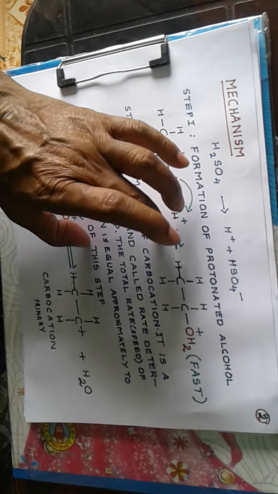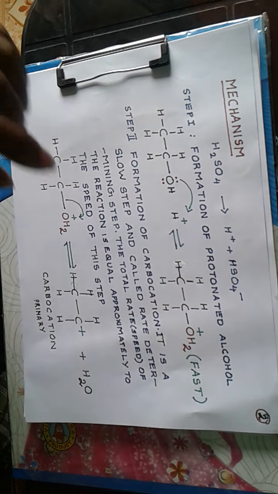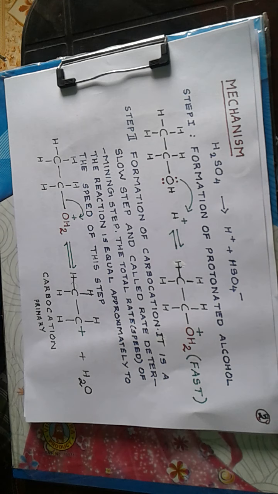Now you take down these sentences and this equation also. Now this is called the rate determining step because it is the slowest step.